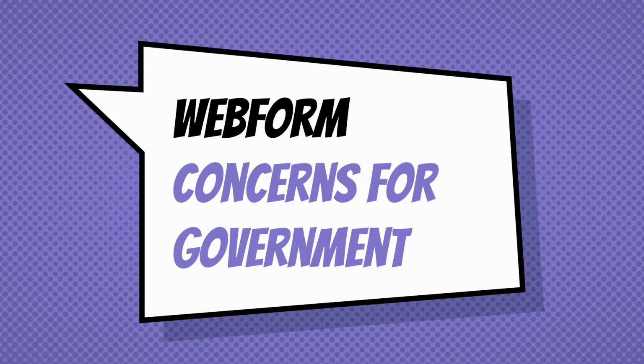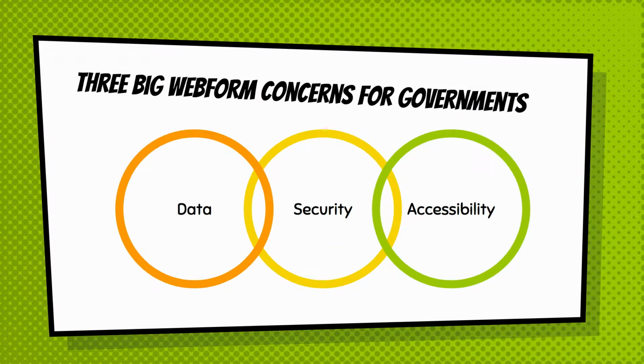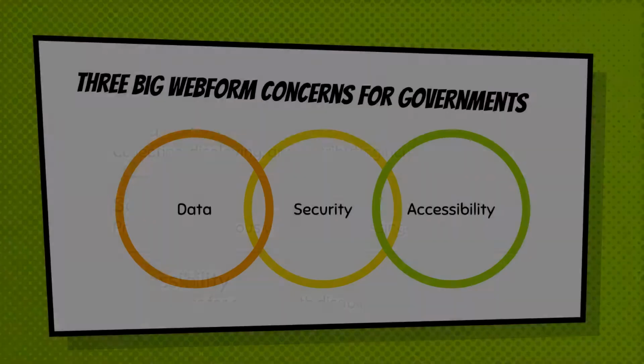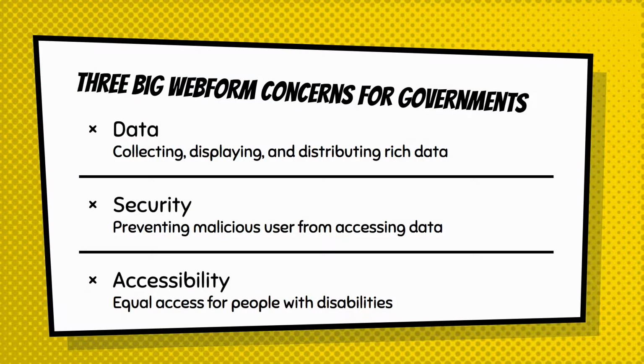So let's get into some specifics about webforms for government. I decided to approach the presentation with three big concerns. I think it's about collecting data, securing the data, and then accessibility is just what you've got to do these days. Collecting data, displaying it, distributing. Security, I just boil it down to preventing malicious users from accessing data they shouldn't see. And accessibility is just equal access for people with disabilities.